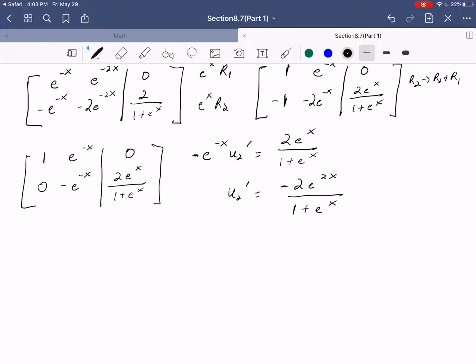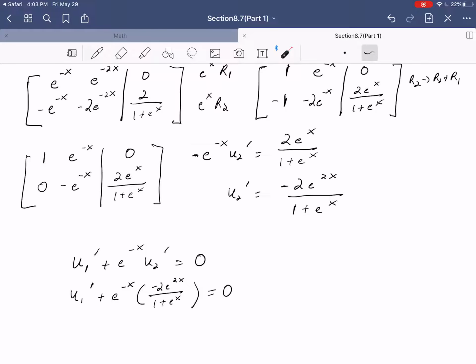Then, when we go on to the other equation, we get that u1' + e^(-x) u2' is supposed to be 0. We just figured out that u2' is this, so this would give us that u1' + e^(-x) times -2e^(2x)/(1 + e^x) is supposed to be 0. We can multiply that in. It's going to make that an e^x, and then bring it onto the other side. And u1' is supposed to be 2e^x/(1 + e^x). So there we go. We now have expressions for u1' and u2'.